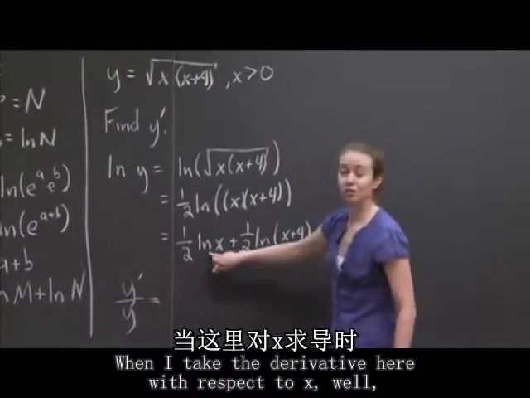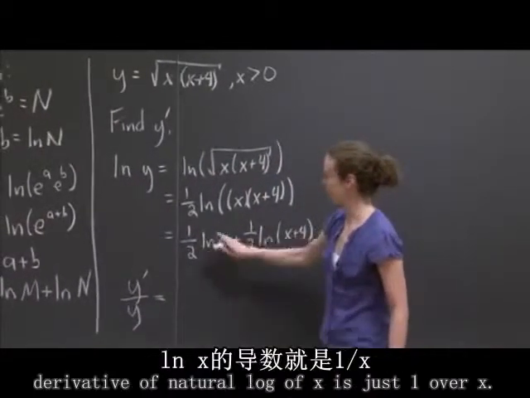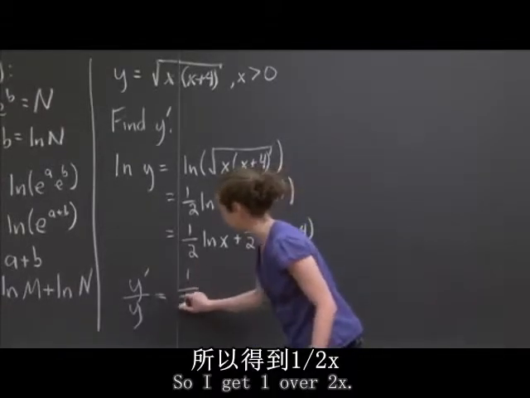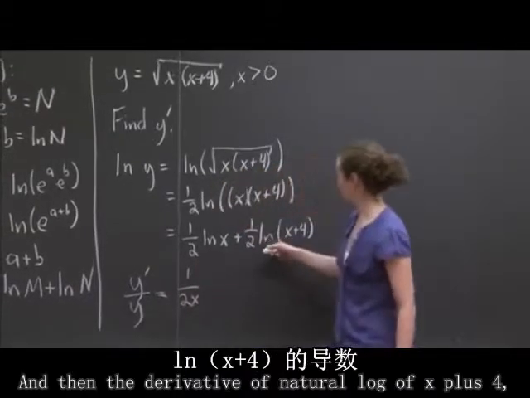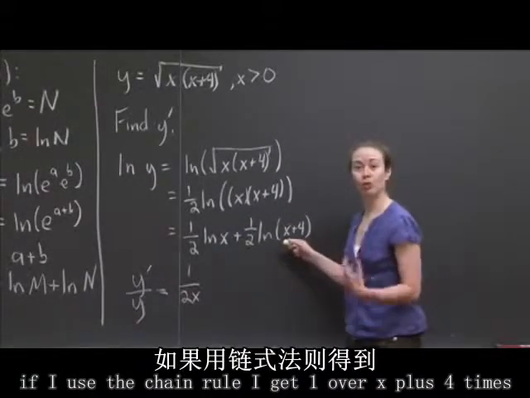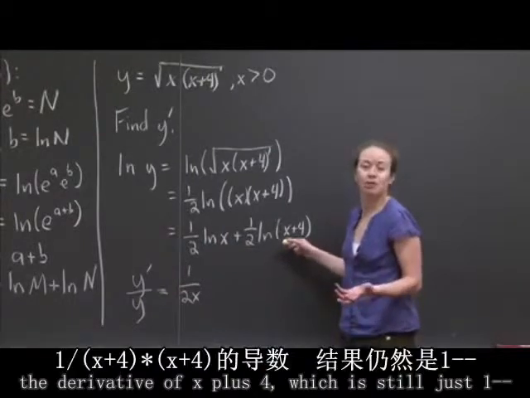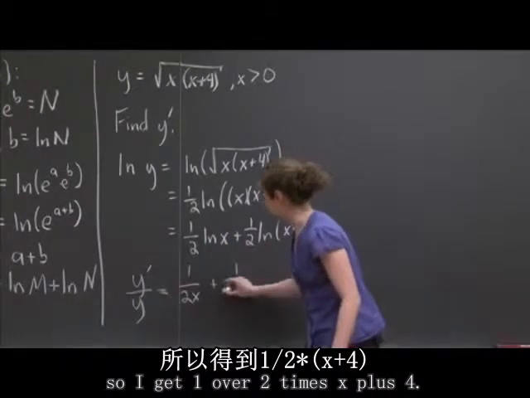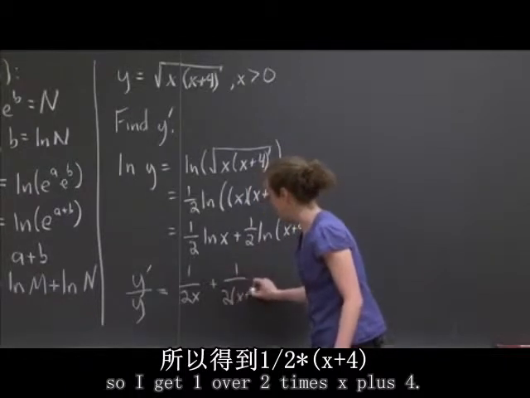When I take the derivative here with respect to x, well, the derivative of natural log of x is just 1 over x. So I get 1 over 2x. And then the derivative of natural log of x plus 4, if I use the chain rule, I get 1 over x plus 4 times the derivative of x plus 4, which is still just 1. So I get 1 over 2 times x plus 4.